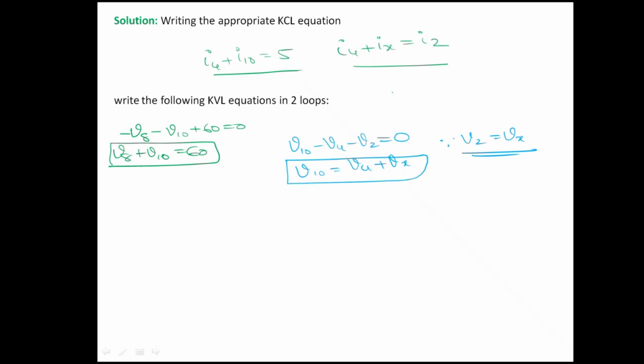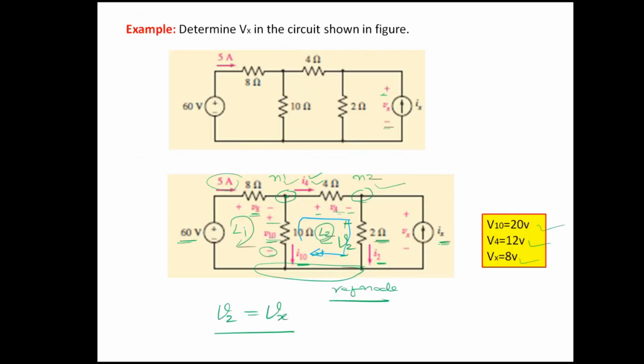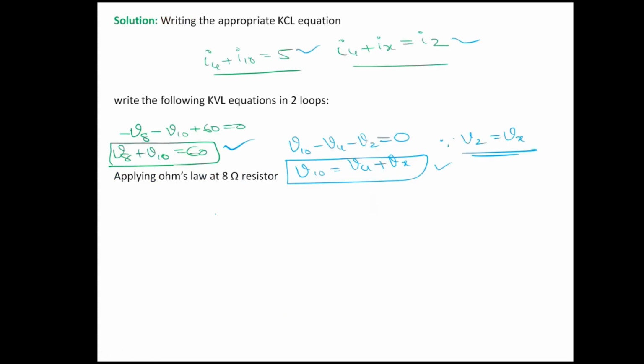So we have written two KCL equations and two KVL equations. Now, if you carefully observe, we can also apply Ohm's law for the 8 ohm resistor. Look at this diagram, the 8 ohm resistor is here. The current flowing is 5 amperes, and therefore V8 would be 5 into 8, which is equal to 40 volts. So by applying Ohm's law to the 8 ohm resistor, we got V8.